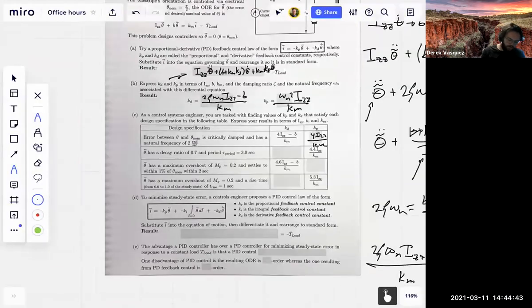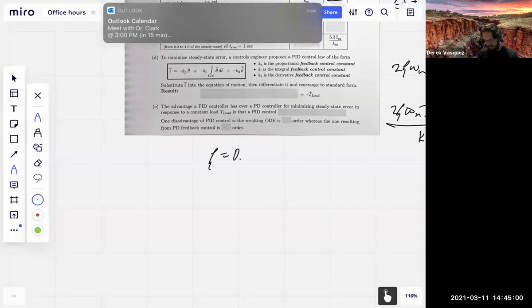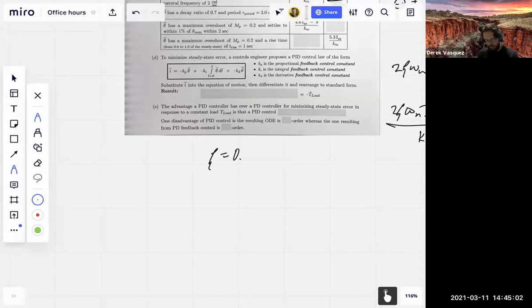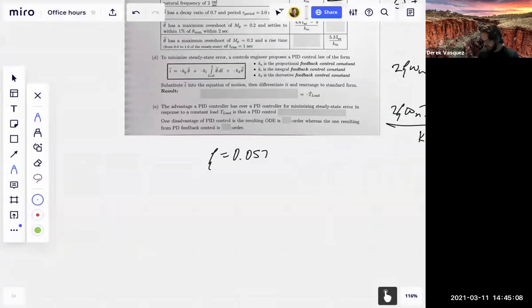So we want a decay ratio of 0.7. So yeah, you can go straight to the table. So our decay ratio is 0.7, or zeta becomes 0.057. This do not disturb thing does not work.